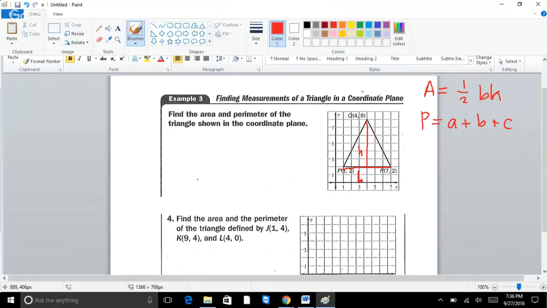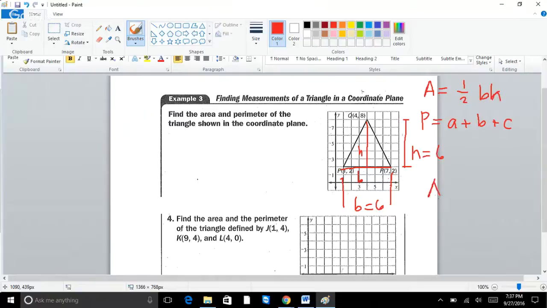Okay, so if we look at the base here, that's our x coordinate. So it looks like it goes from 1 to 7. That means that the length of our base is 6 from here to here, right? Looks like that's 6. And the height, it looks like we can also calculate. So our height goes from 2 to 8. So if I count that, 1, 2, 3, 4, 5, 6. The height is also 6.